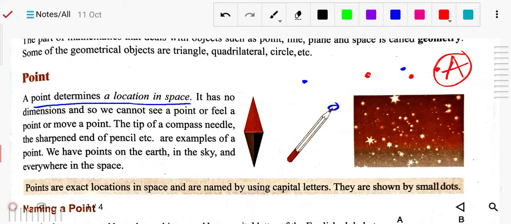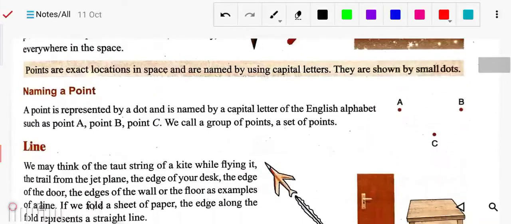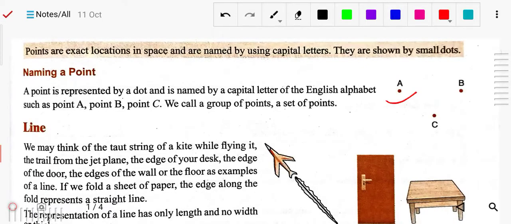So you know very well about it. This is the point. You can see examples also, like here, naming of the point like A, B, C. So these all are points. So this is all about point.